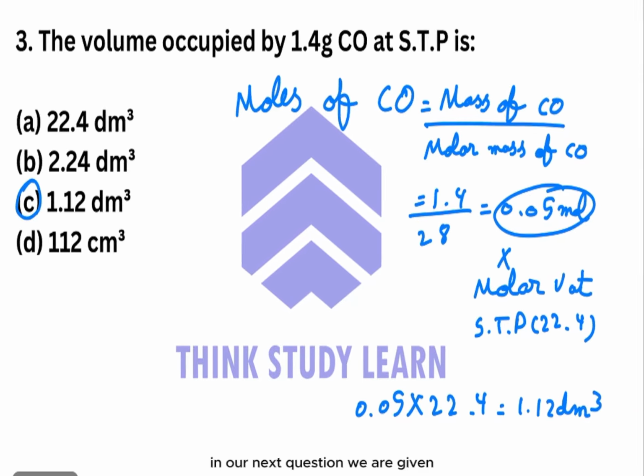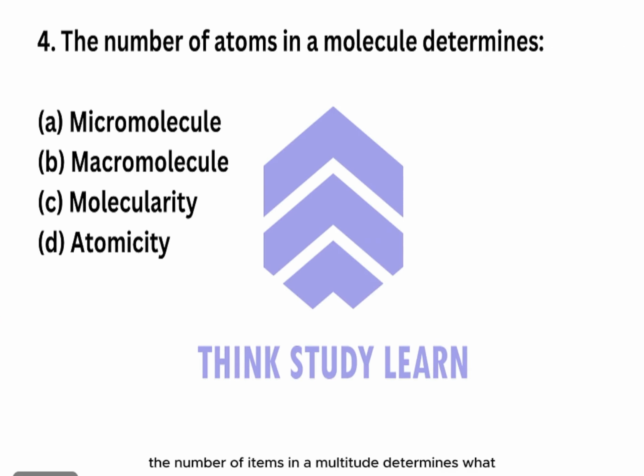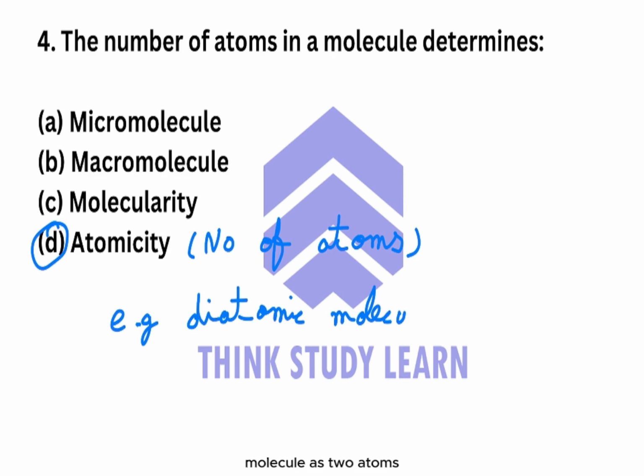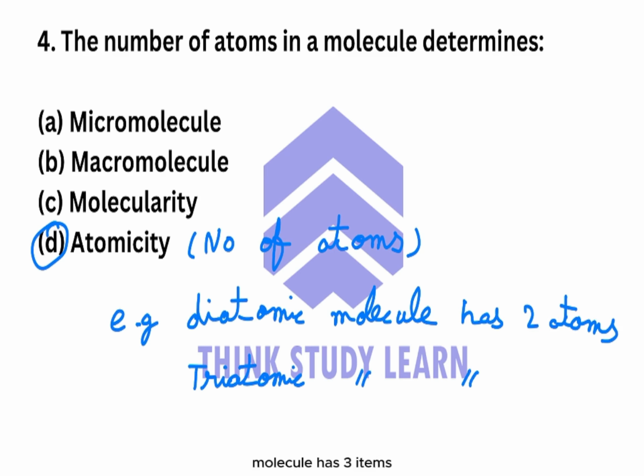In our next question, we are given the number of atoms in a molecule determines what? It determines its atomicity, that is simply the number of atoms. For example, diatomic molecule has 2 atoms and triatomic molecule has 3 atoms. So option D is the correct answer.